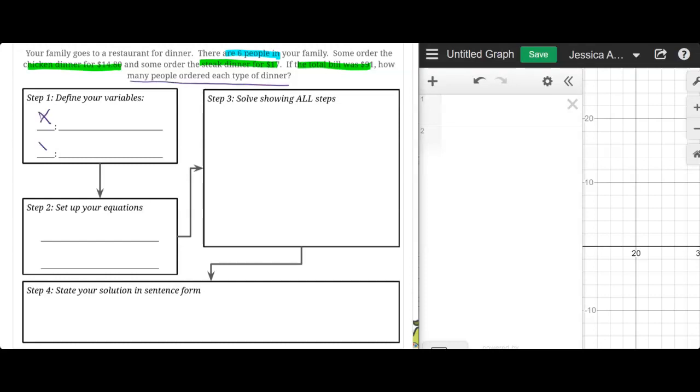So again, we're going to define our variables with X and Y. X is going to be the number of chicken dinners. Y is going to be the number of steak dinners.